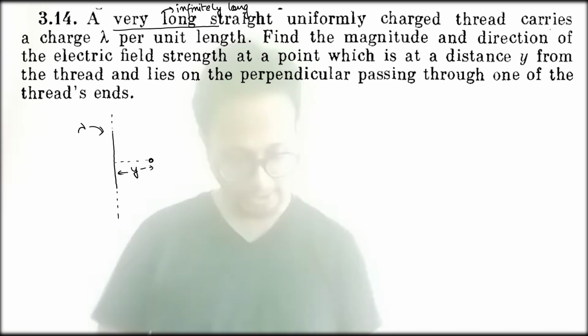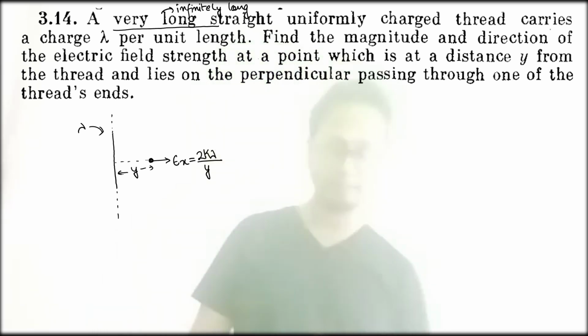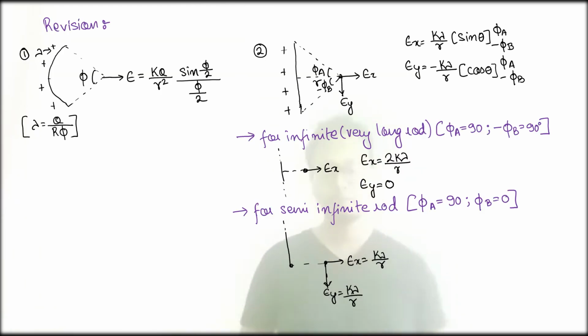What is the electric field due to an infinitely long wire? K lambda, or 2k lambda by r. Out here the variable r is replaced by the variable y. Understood? So before we solve the next question, a quick time for revision.